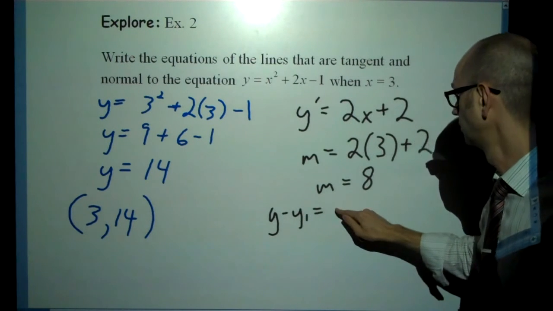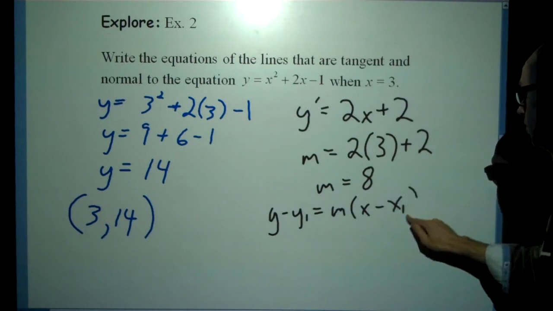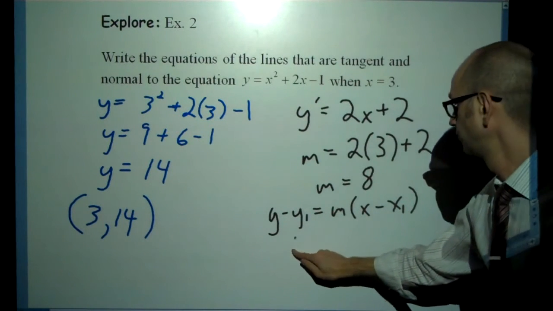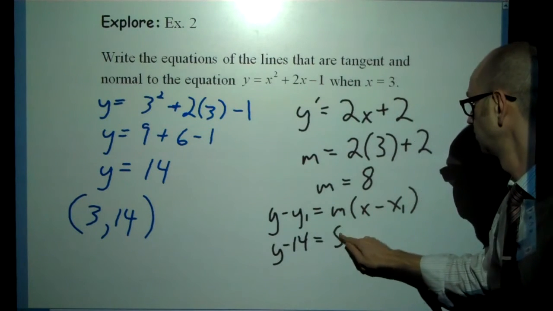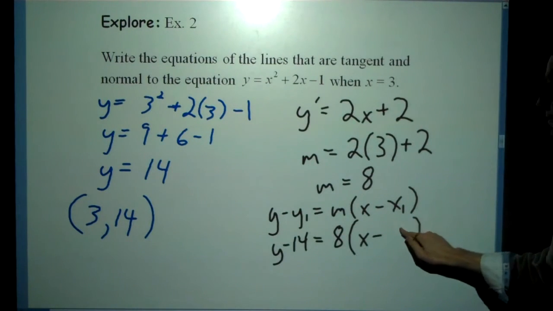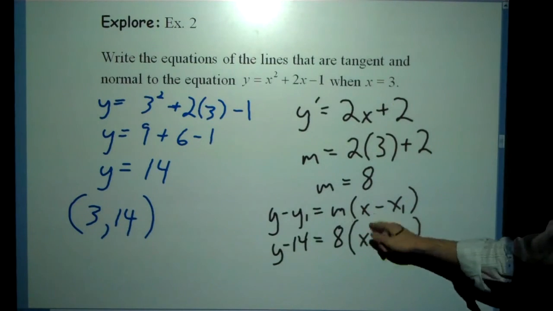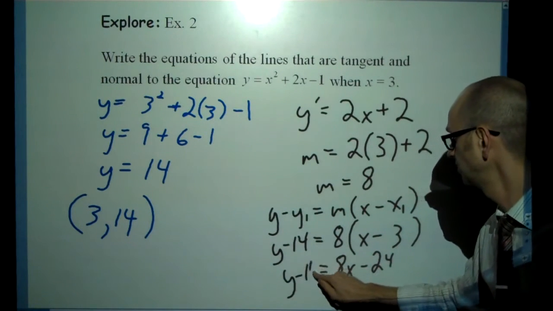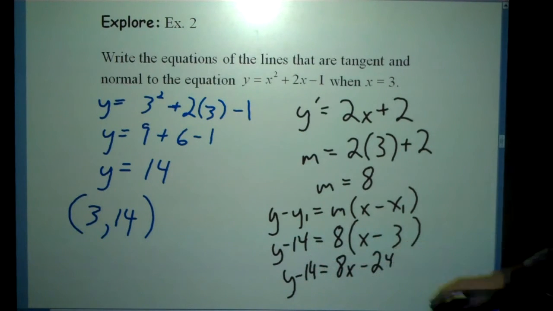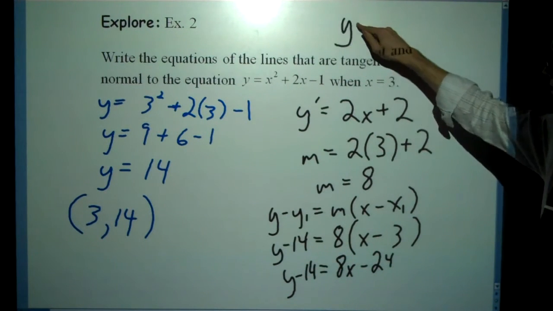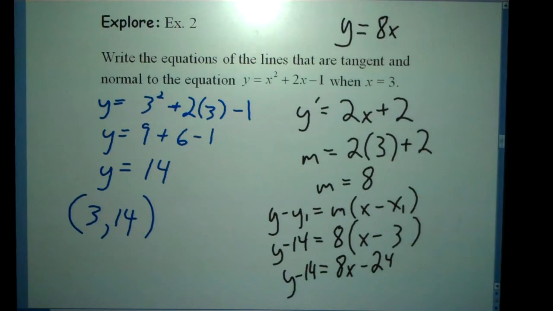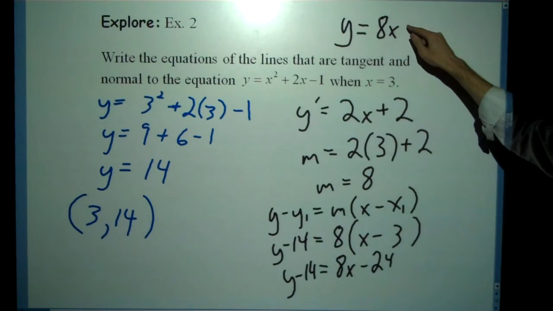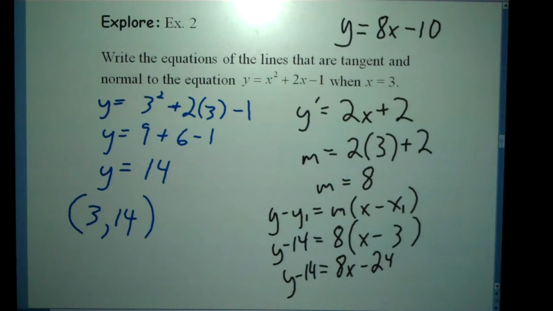I have a slope, I have a point, let's use point-slope form. y minus y sub 1 equals m times x minus x sub 1. My y value is 14, so y minus 14 equals my slope times x minus my x value of 3. We can distribute here. I have 8x minus 24 is equal to y minus 14. To get y alone, we add the 14 over to the other side, and we end up with y equals 8x minus 10. And that right there would be the equation of the tangent line. I just used the slope as it was.